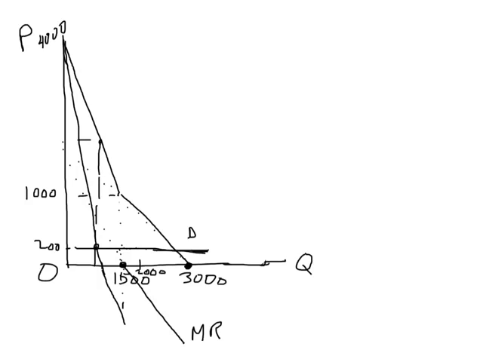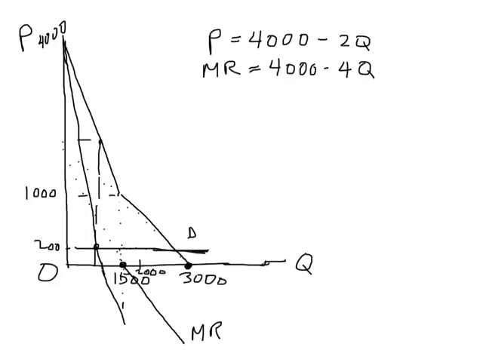I guess I have room right on this space. I solve for the Syrian only market. The inverse demand curve turns out to be P equals 4,000 minus 2Q. Marginal revenue then is 4,000 minus 4Q. I set that equal to my marginal cost of 200.